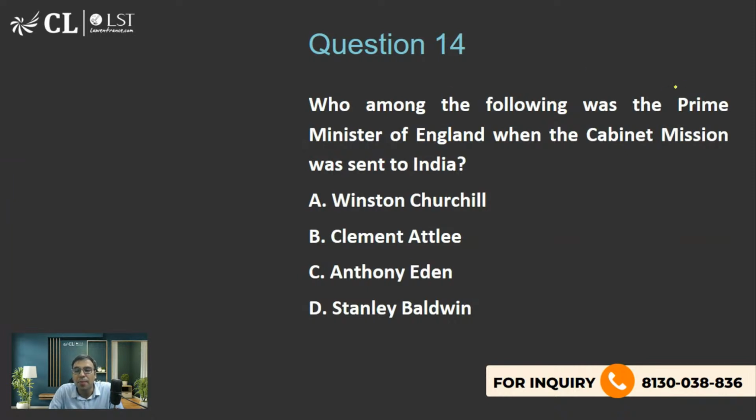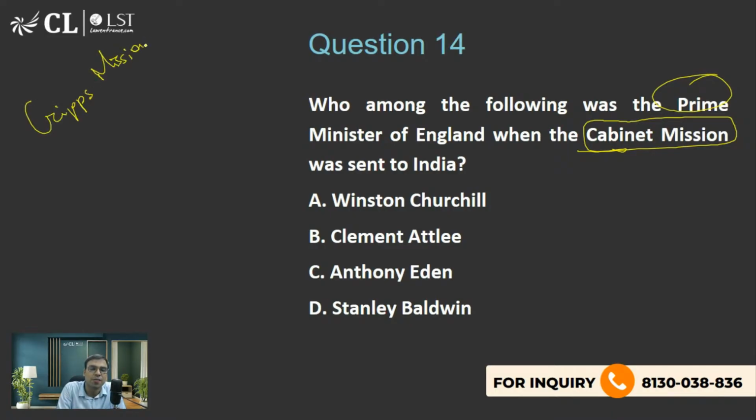Who among the following was the Prime Minister of England when the cabinet mission was sent? Cabinet mission, we have discussed about this. Cripps mission we have discussed earlier. So Cripps mission जो भेजा गया था 1942 में भेजा गया था ना, March 1942. And when was cabinet mission sent? Can anyone tell me? When was cabinet mission sent?